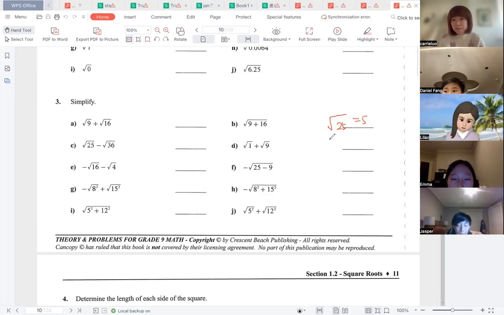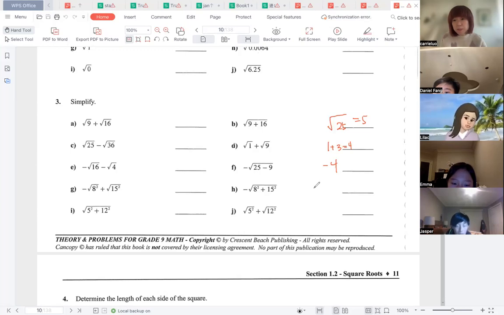Square root of 1 plus square root of 9. Jasper? Square root of 1 is 1, square root of 9 is 3, so it equals 4. Very good. Equals 4. Good job. Okay. So negative 25 minus 9. Lilac. Negative 4. Yes, very good. Okay, number 4.